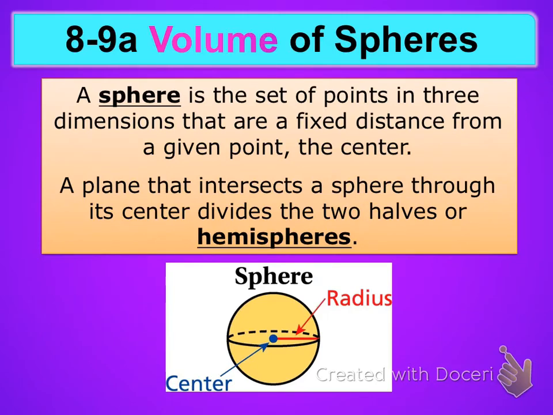A sphere is the set of points in 3 dimensions that are a fixed distance from a given point, the center. A plane that intersects a sphere through its center divides it into 2 halves, or hemispheres.